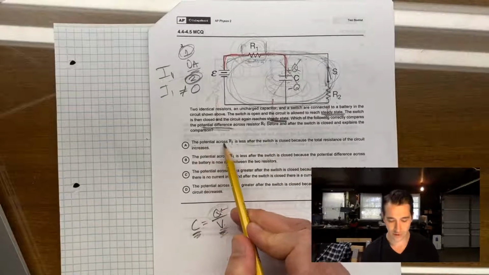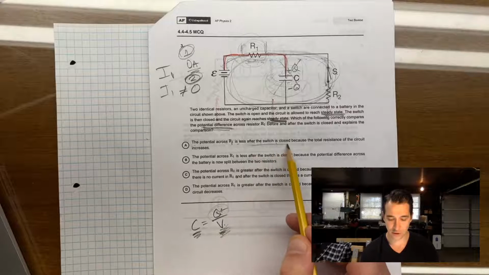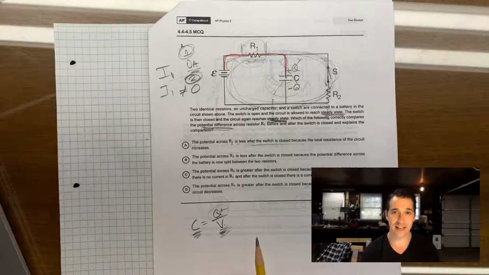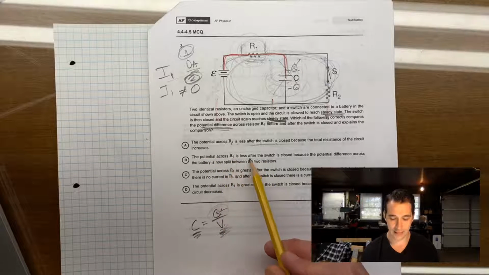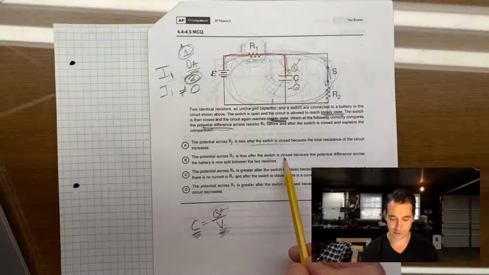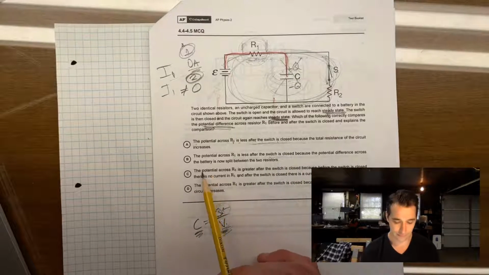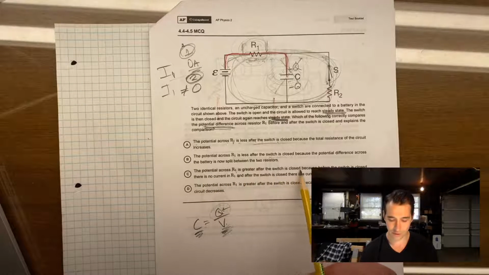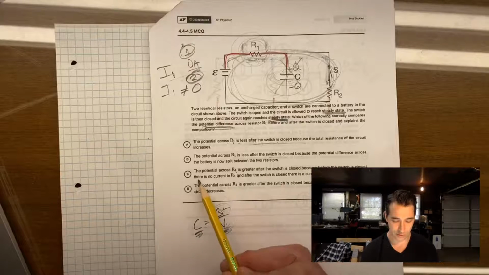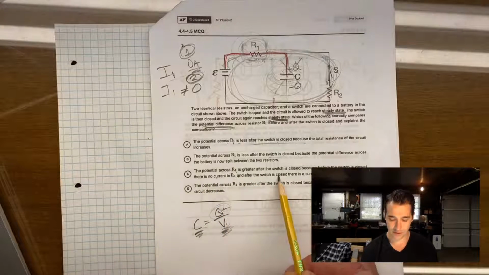Okay, so the potential across R1 is less after the switch is closed. It's not less. It's not less than 0. The potential across R1 is less after the switch is closed. Nope, it's not. The potential across R1 is greater after the switch is closed because before the switch is closed, there is no current in R1, and after the switch is closed, there is a current.